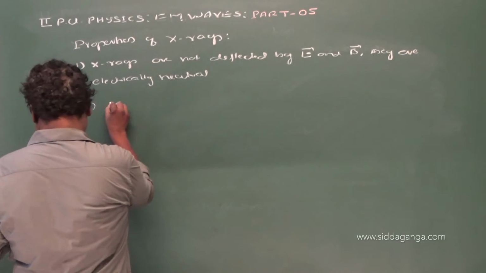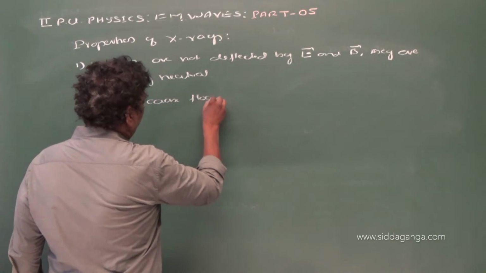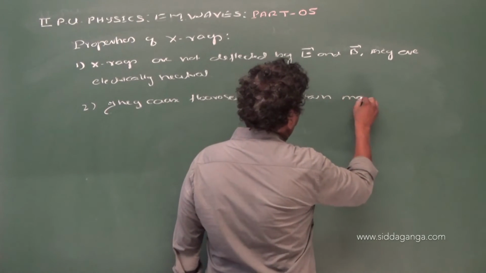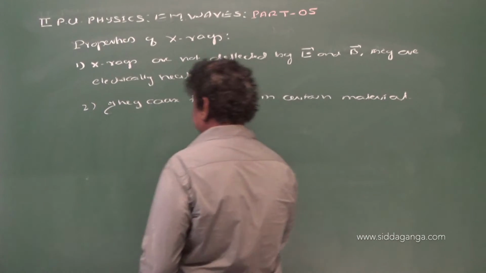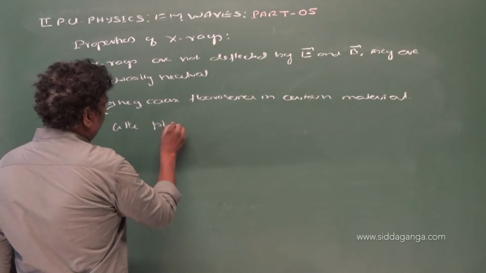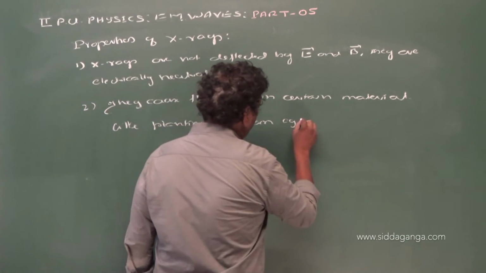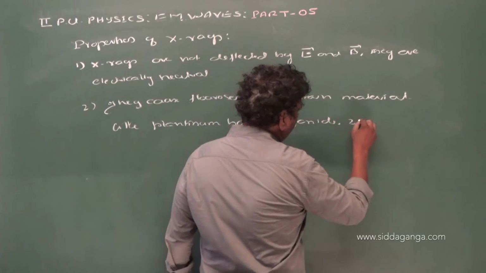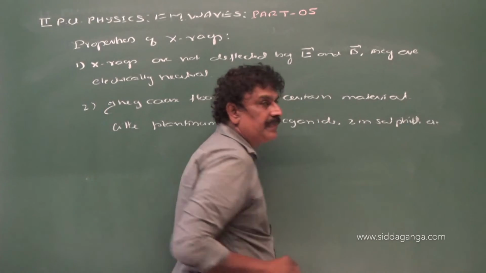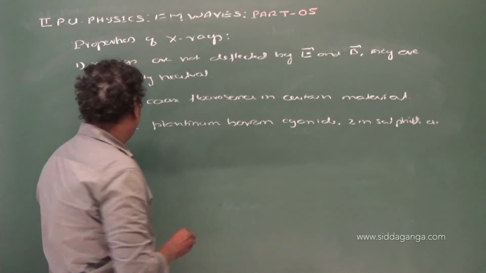The second one, they cause fluorescence in certain materials like platinum, barium cyanide, zinc sulfide, etc. So, X-rays cause fluorescence in certain materials.